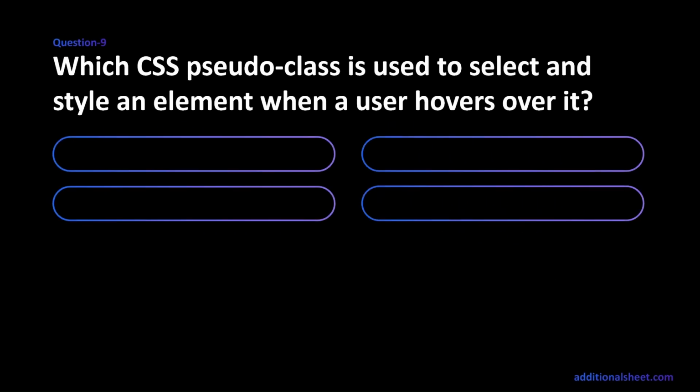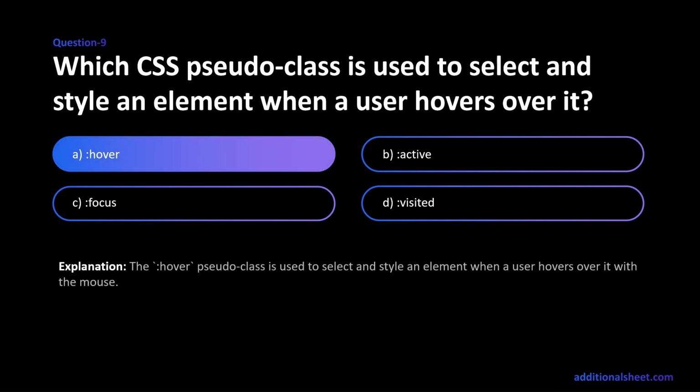Q9. Which CSS pseudo-class is used to select and style an element when a user hovers over it? Options are A. Hover, B. Active, C. Focus, D. Visited. Correct answer is option A. The hover pseudo-class is used to select and style an element when a user hovers over it with the mouse.